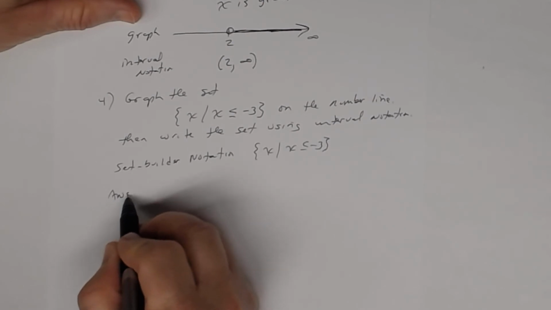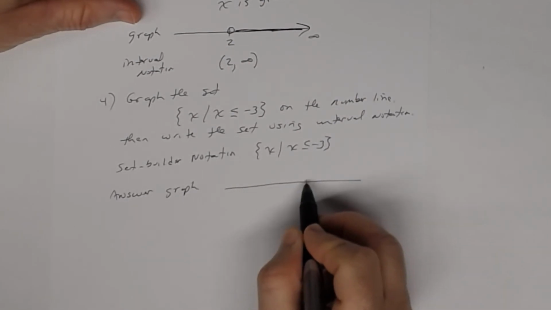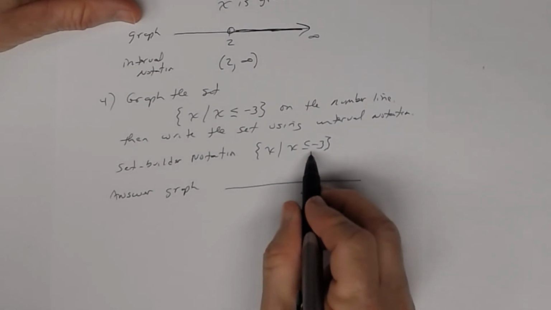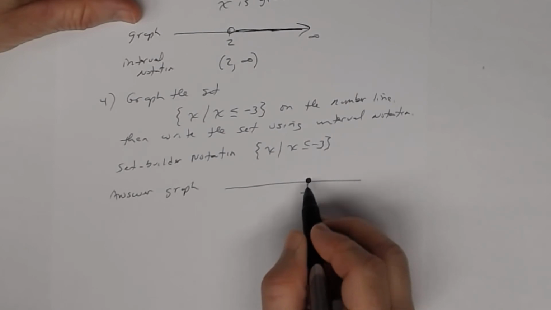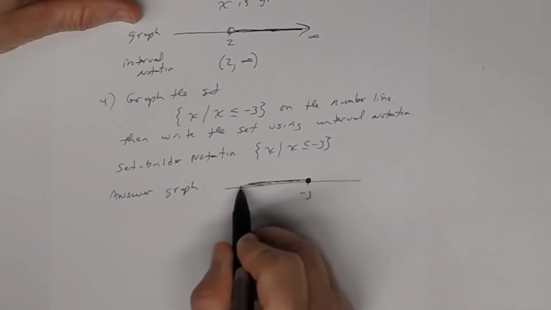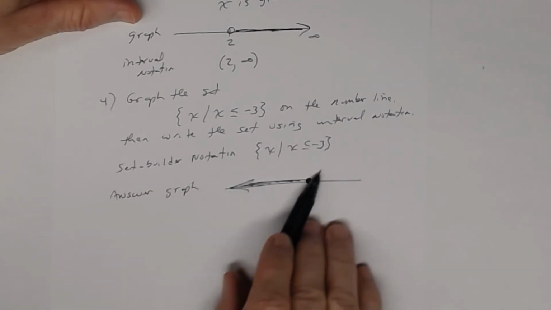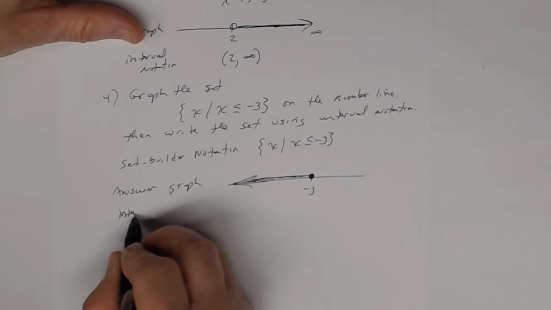So the answer in terms of your graph is this. So here's -3. Now notice there's an equal sign, so closed circle, and you want to shade in every real number that's to the left. So you're going this way. So there's your graph. This is the graph for the set builder notation. Now the interval notation.